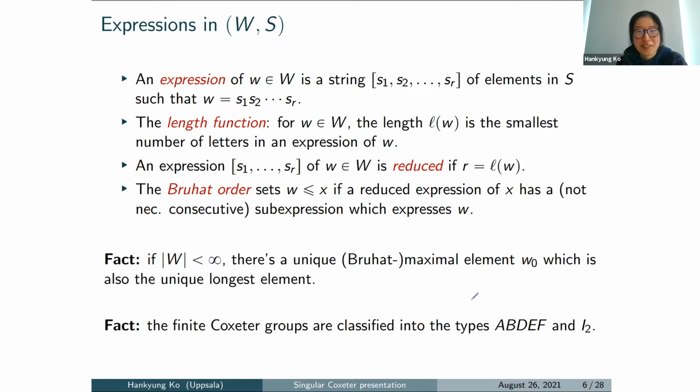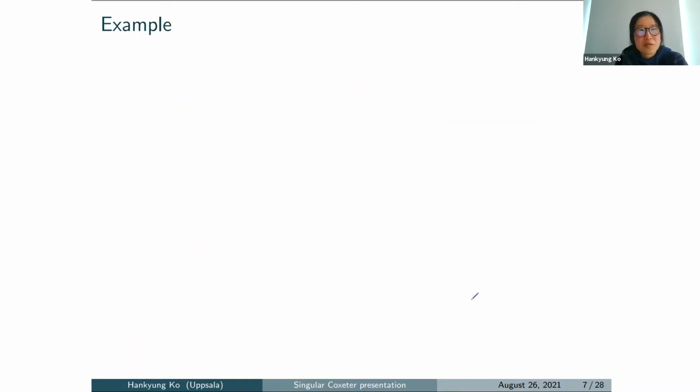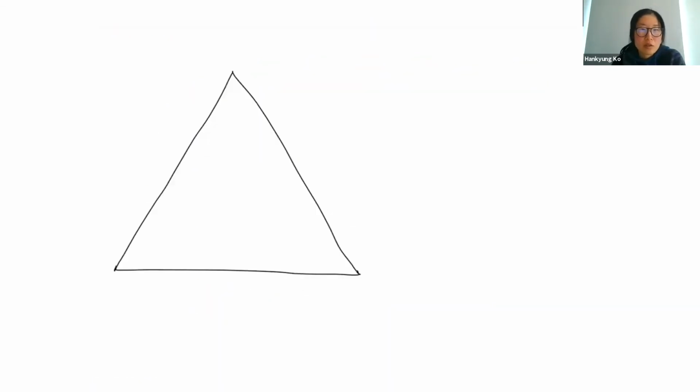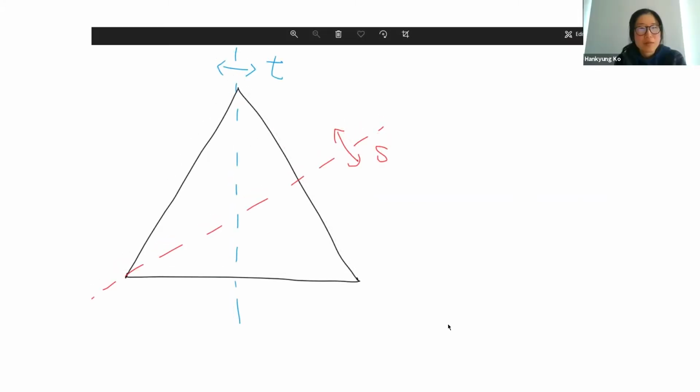Others were not defined. Okay, so to illustrate these definitions, let's take the m=3 case in the dihedral group. We have this right triangle, and we have this reflection S and reflection T. This was how we present the group. The symmetries are generated by S and T, like here, and they satisfy the relation STS equals TST.